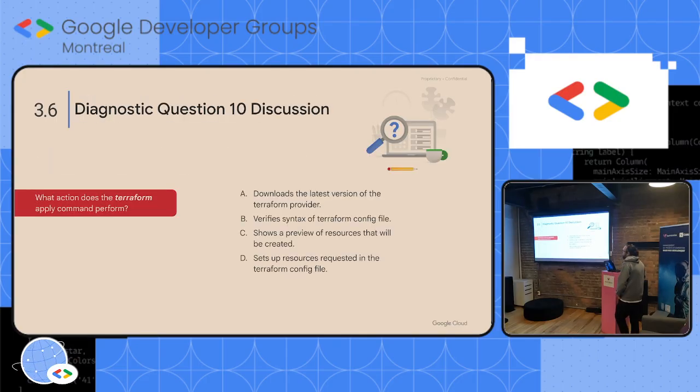So what action does the Terraform apply command perform? Download the latest version of the Terraform provider, verify the syntax of Terraform config file, show a preview of resources that will be created, or set up resources requested in the Terraform config file. This one is pretty easy. I think you all have it. Apply.